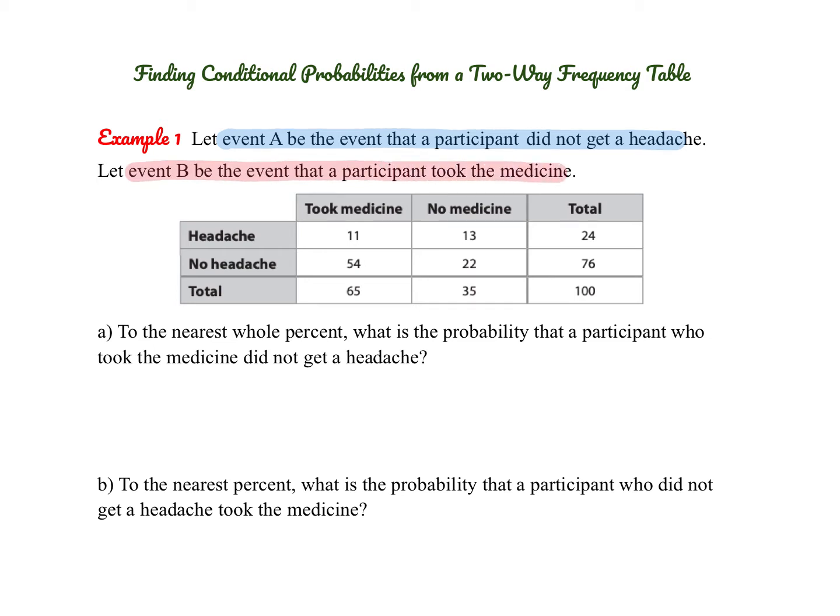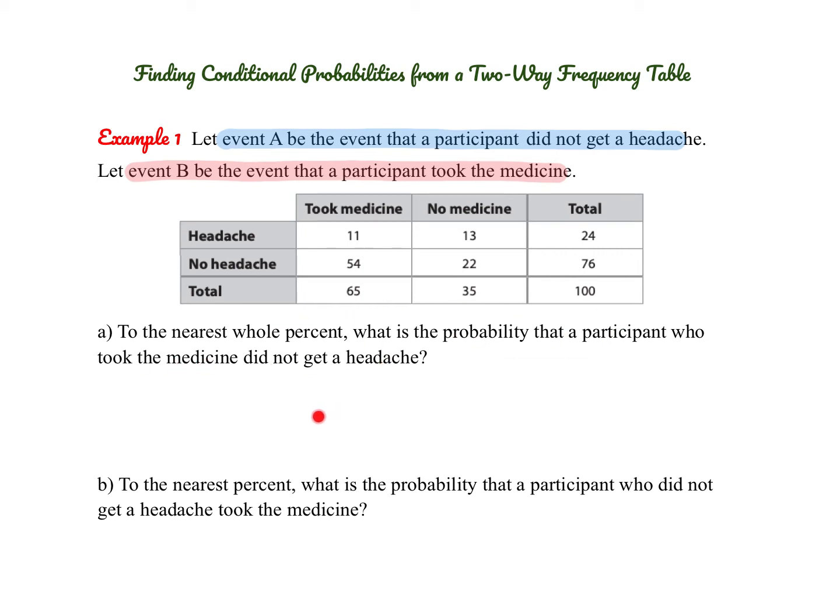So in this first question, they say to the nearest whole percent. So this time we're going to be describing probability as a percentage. Usually we write it as a fraction or a decimal, but we can also write it as a percent. What is the probability that a participant who took the medicine did not get a headache?